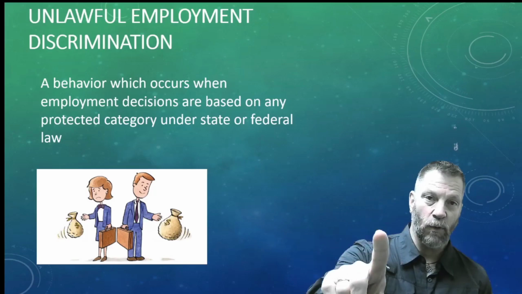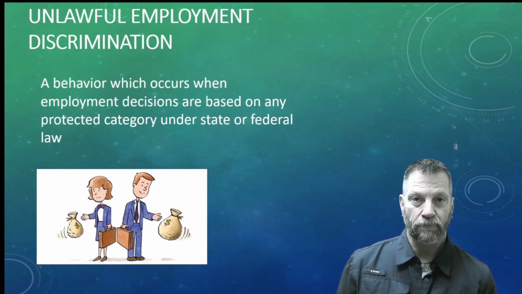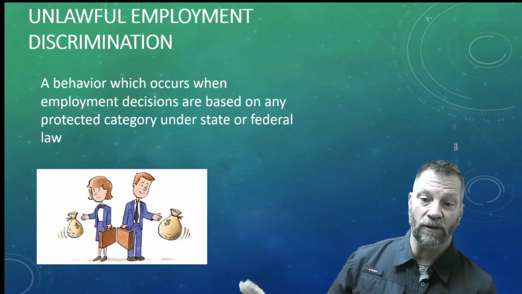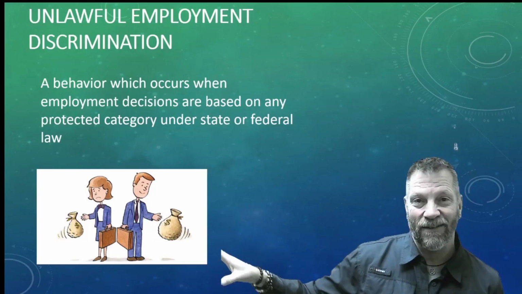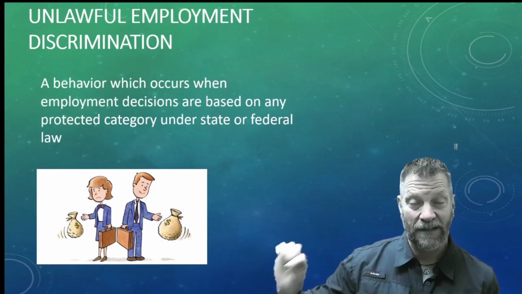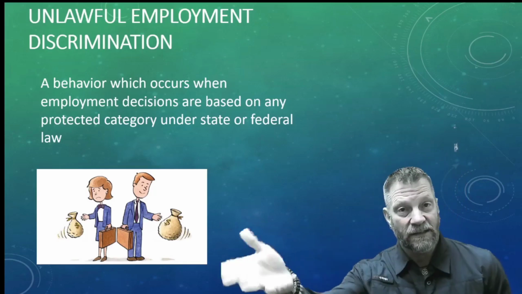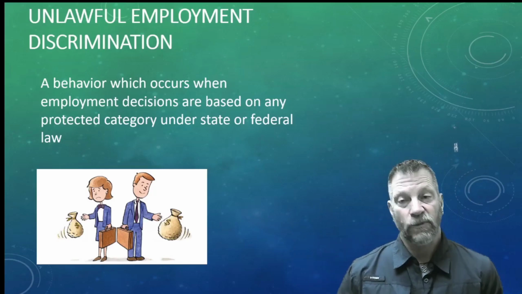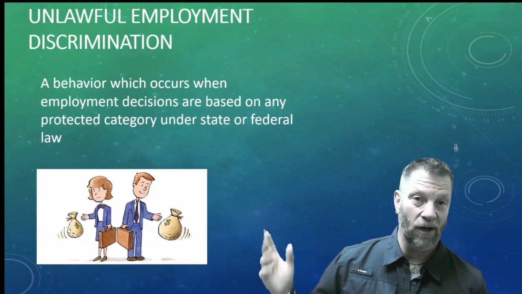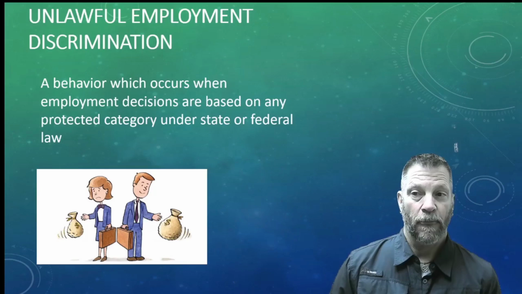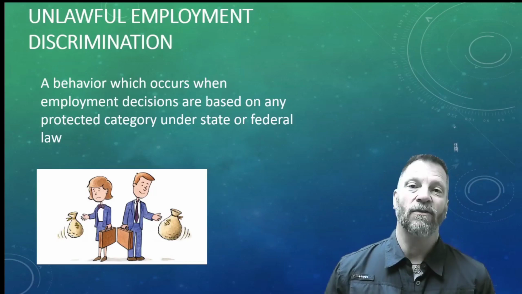Two key parts to this. Number one, it must involve an employment decision. Think about all the things you do at work that are work-related. If you're denied access to any of those particular things, and it's based on a protected category, we're going to talk about the protected categories here in just a little bit, then it meets this definition. If it's based on a protected category but doesn't involve an employment decision, then it's not unlawful employment discrimination. If it's an employment decision but it's not based on a protected category, then it's not unlawful employment discrimination.